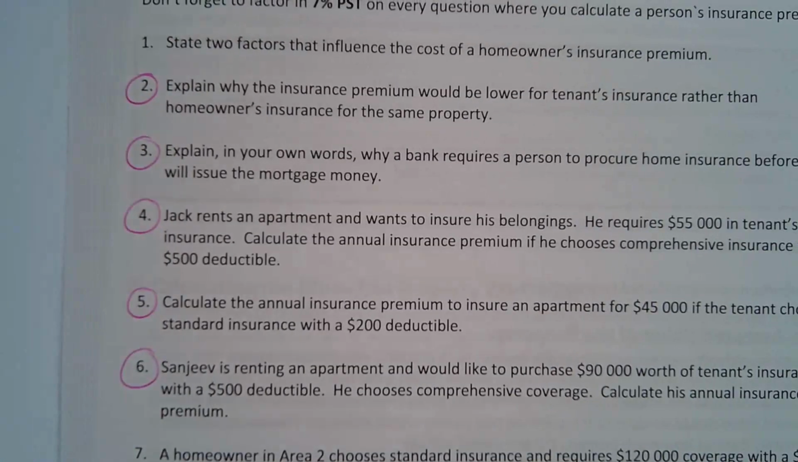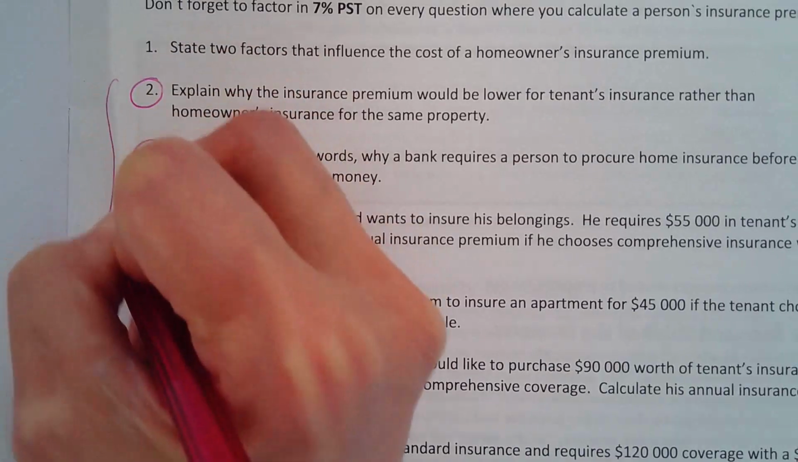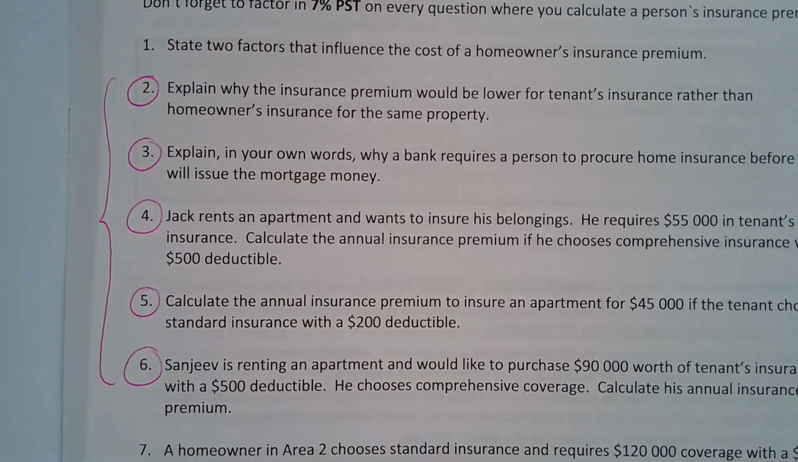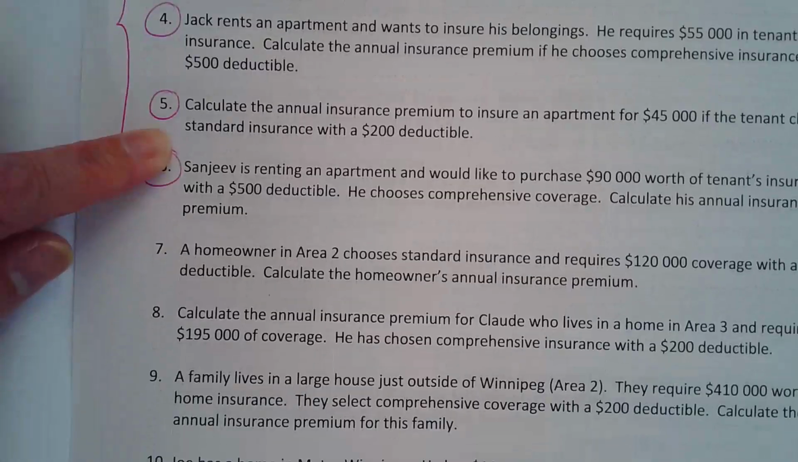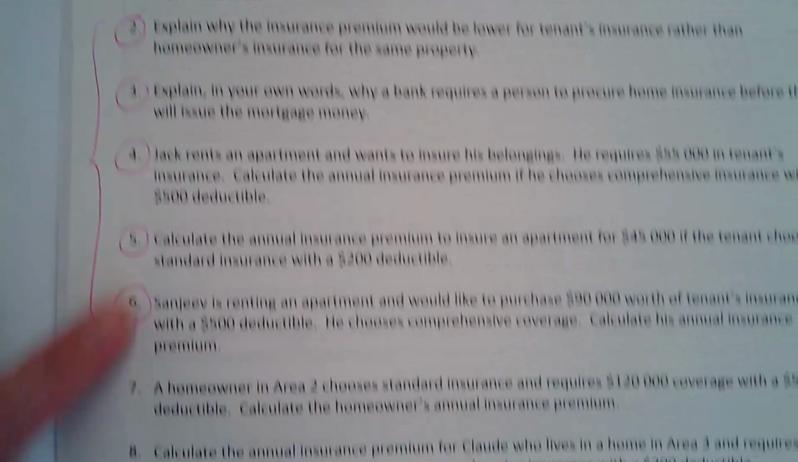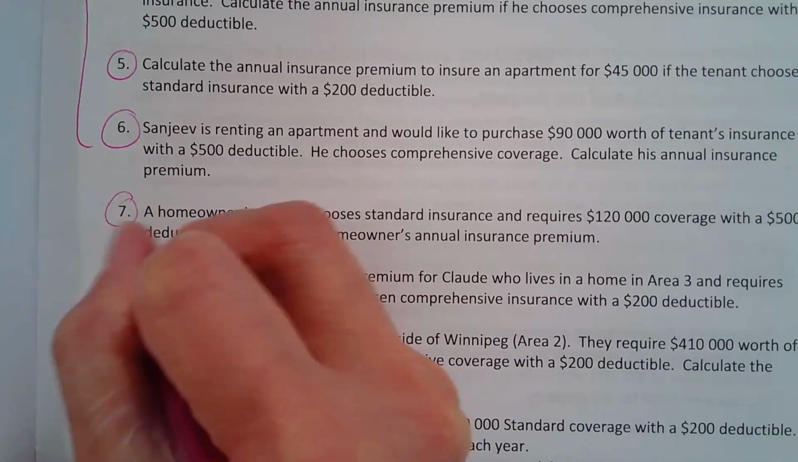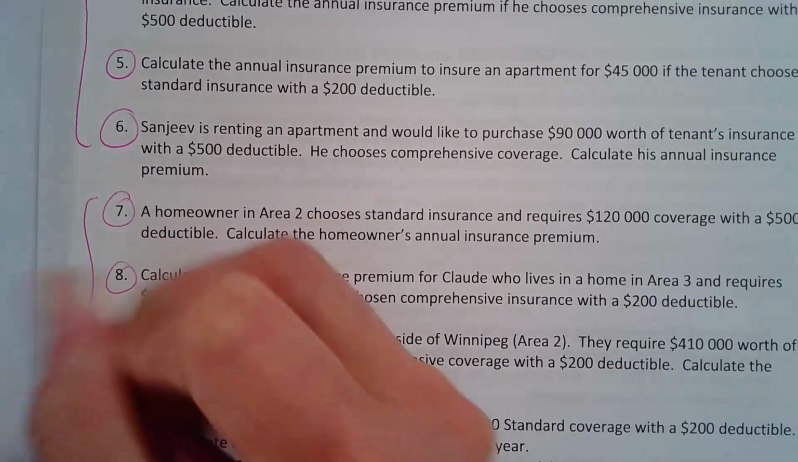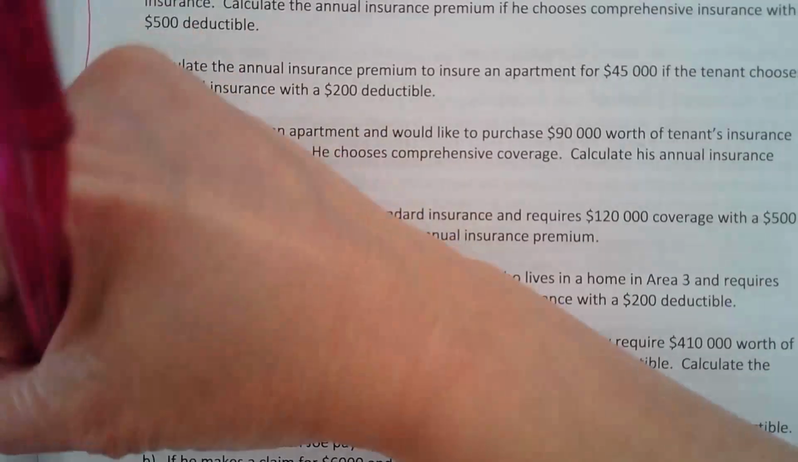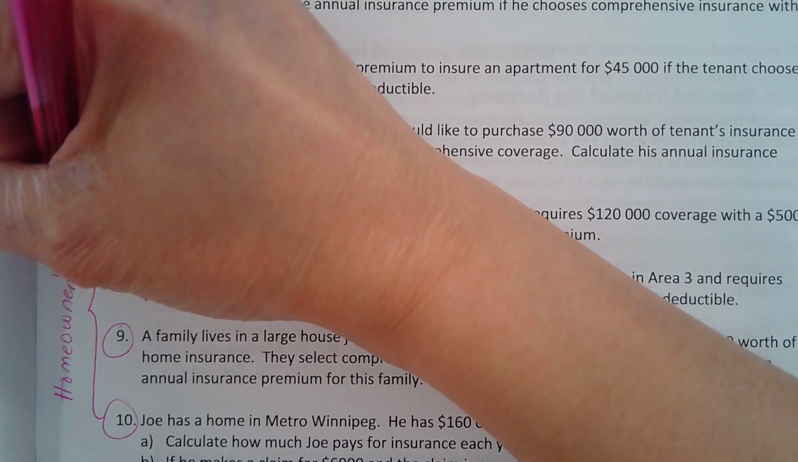Now, yesterday, we worked on tenant insurance. So I hope that you tried some of these. If you haven't tried them, go ahead and try them. So these are for tenant insurance. And then you could go back to question 1, question 7, 8, 9, and 10. These are all for home insurance, homeowner insurance. So you want us to do that on our own tonight?